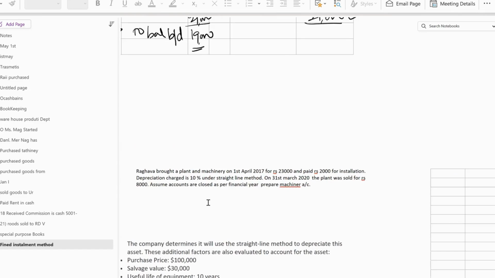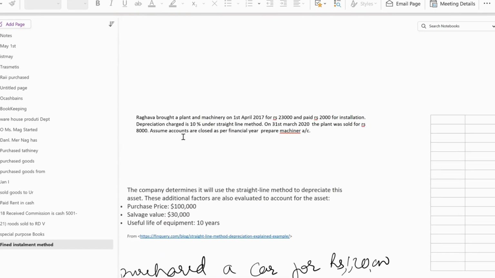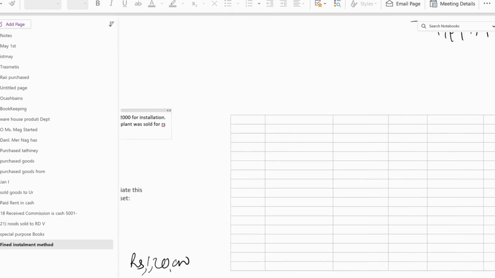Seen yesterday? Yes, ma'am. Raghava bought a plant and machinery on 1st April 2017 for rupees 23,000 and paid rupees 2,000 for installation charges. And depreciation is 10% under straight line method. And on 31st March 2020, the plant was sold for rupees 8,000. Now you have to find profit or loss. And second one, you have to prepare a machinery account also.